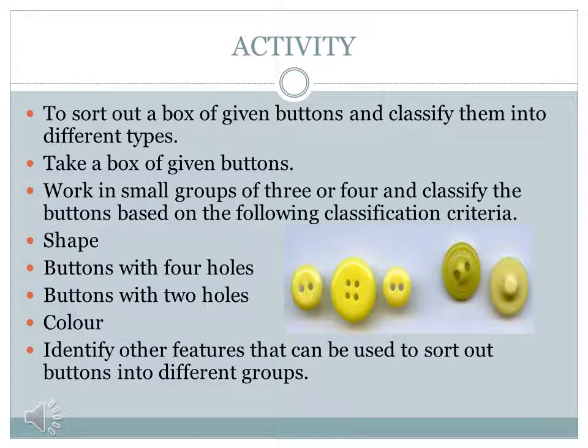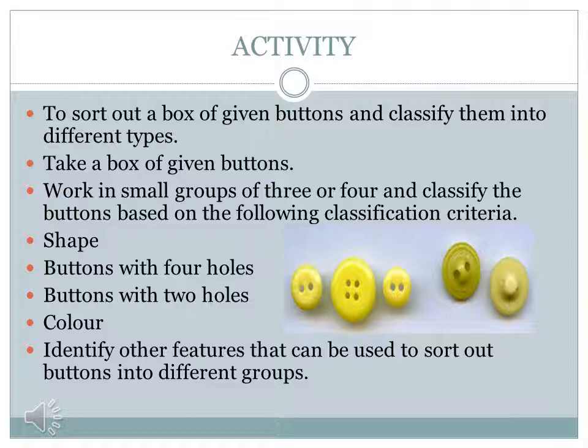Now it's time for an activity: to sort out a box of given buttons and classify them into different types. Procedure. Take a box of given buttons. Work in small groups of 3 or 4 and classify the buttons based on the following classification criteria. The first criterion is shape. The second one is buttons with 4 holes. The third one is buttons with 2 holes. The fourth criterion is color.